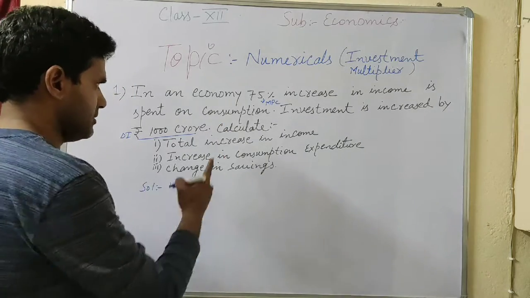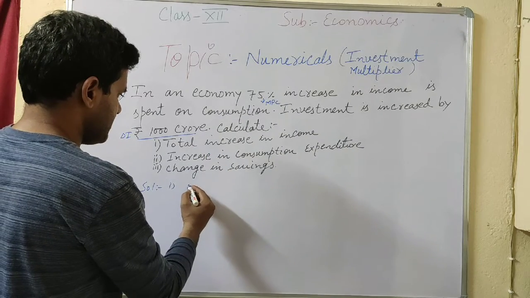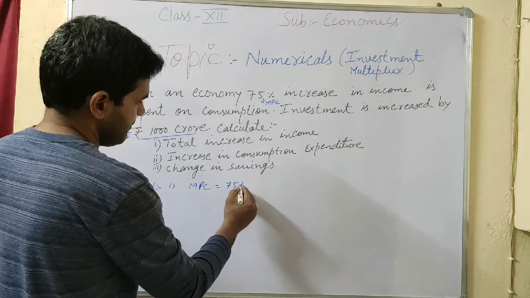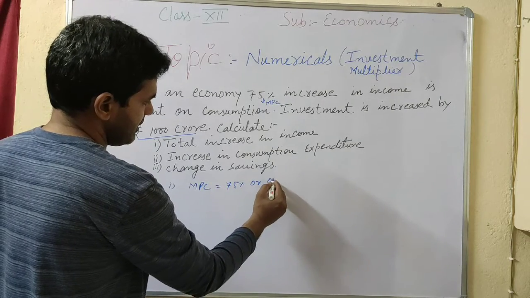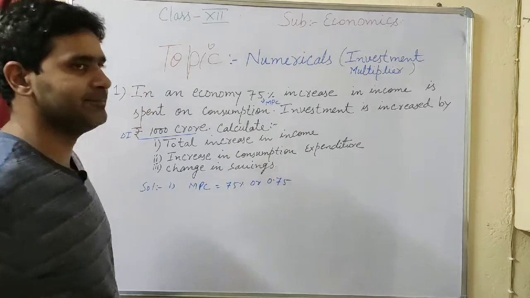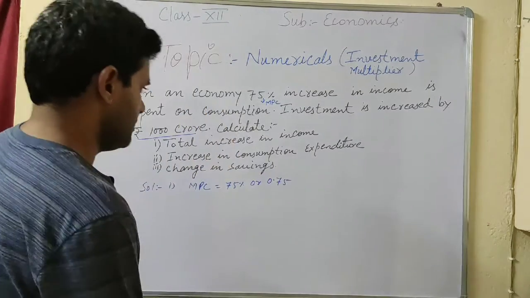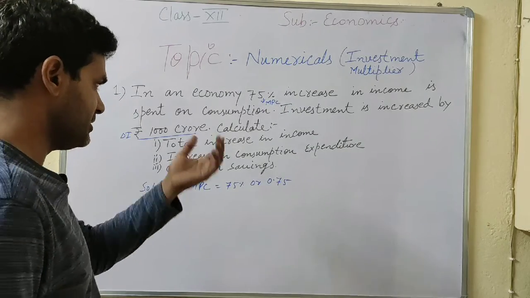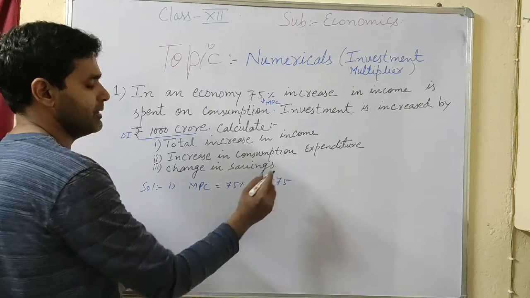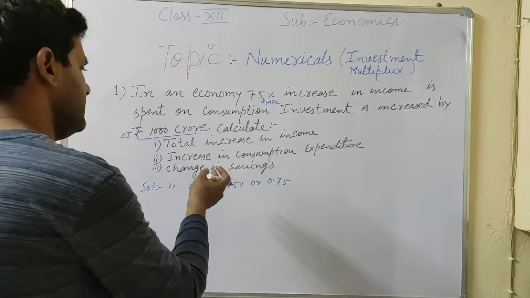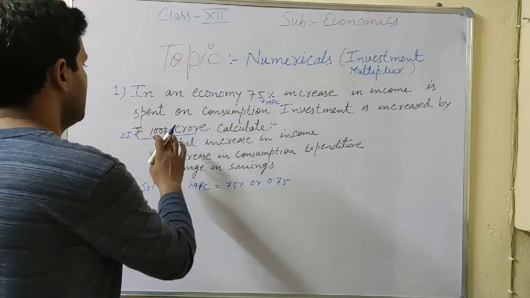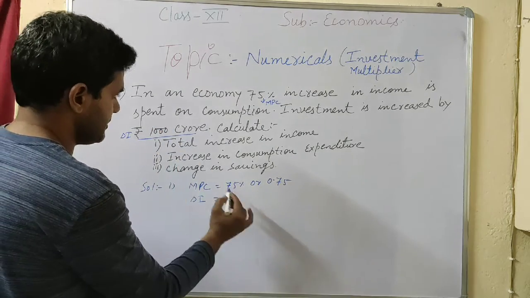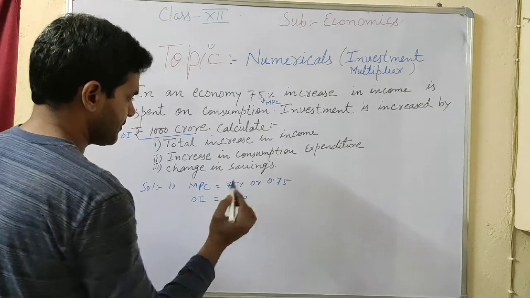So we know that here MPC is 75%, or we can say it is 0.75, because 75% is nothing but 0.75. As there will be change in income, the change in consumption will be 0.75 times, or we can say 75%. Now change in investment is given, delta I, which is 1000 crore.